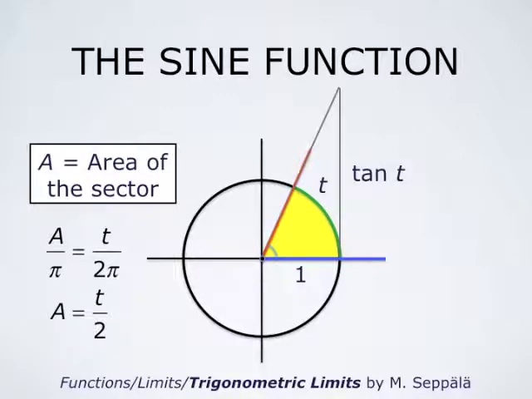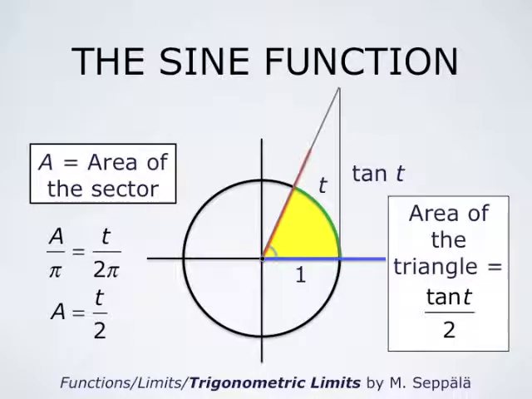Next we consider the right angle triangle shown here in the picture. Its horizontal cathetus has length 1. Its vertical cathetus has length tangent of t by the definition of the tangent function. Therefore, the area of this right angle triangle is base times height divided by 2, that is 1 times tangent of t, divided by 2. So the area of the right angle triangle in the picture is tangent of t divided by 2.